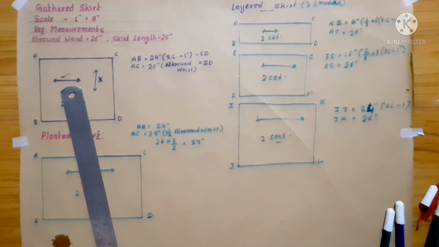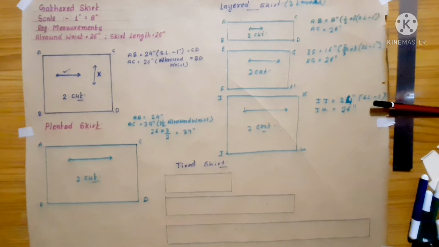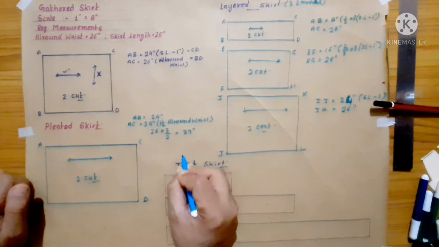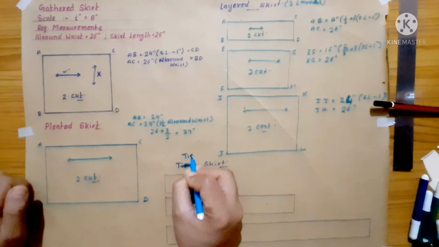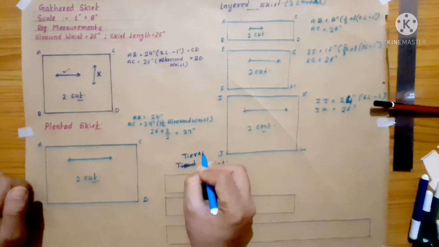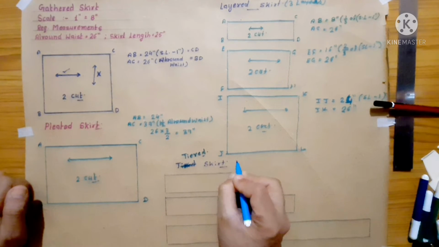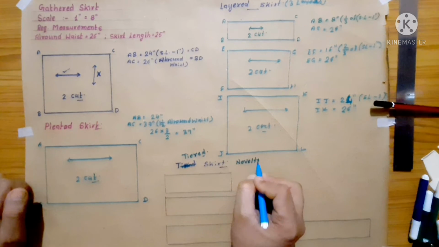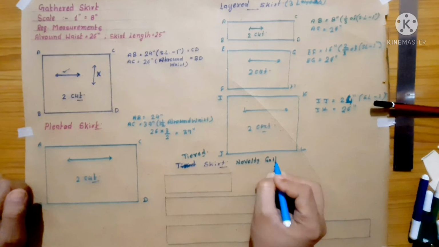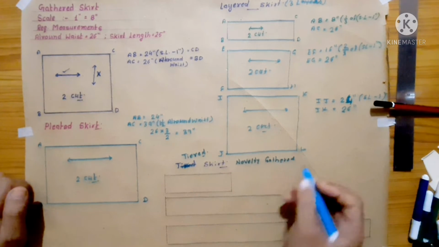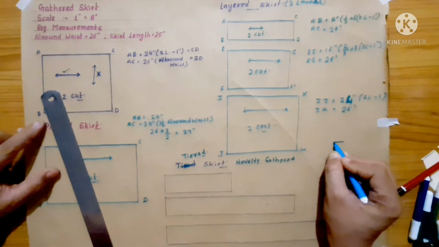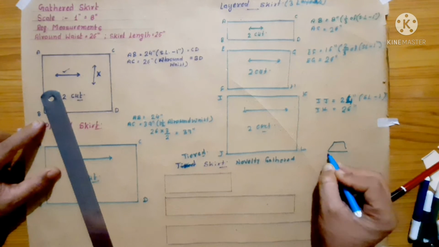Now we'll start with the next one. The next one is the tiered skirt, or you can say this is novelty gathered. In this we have 3 tiers attached to each other in this way.